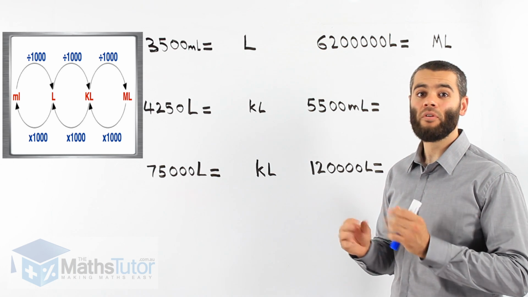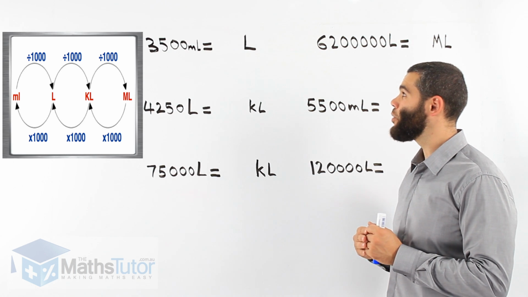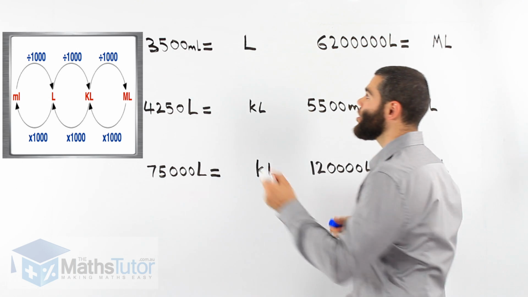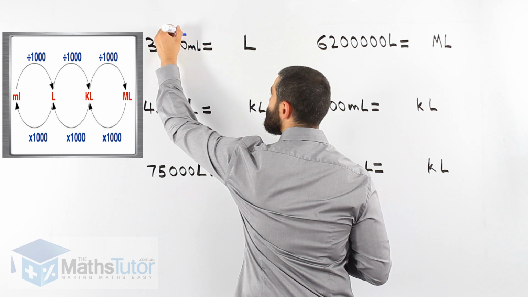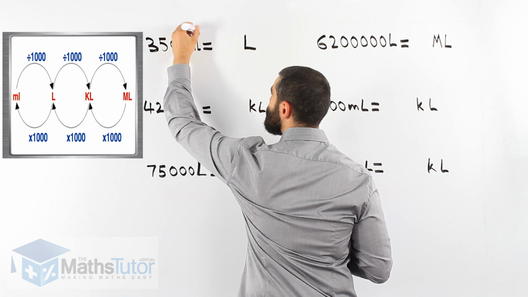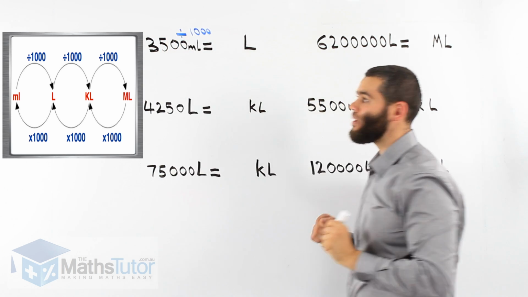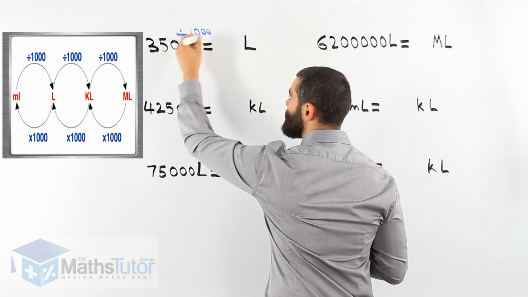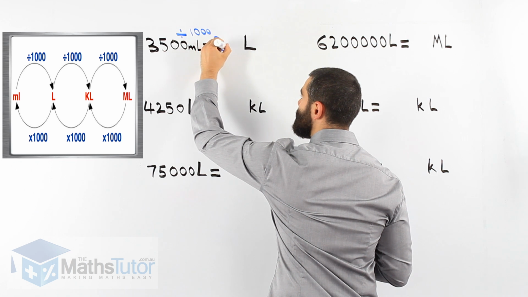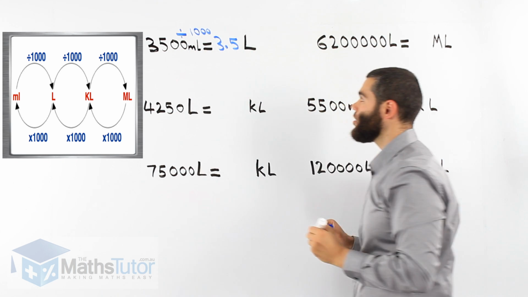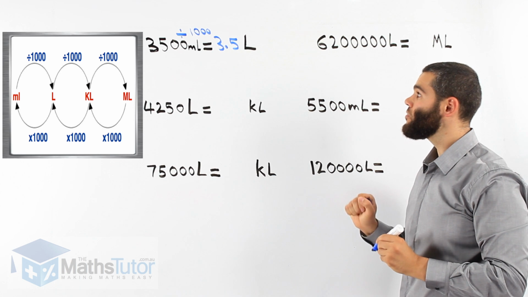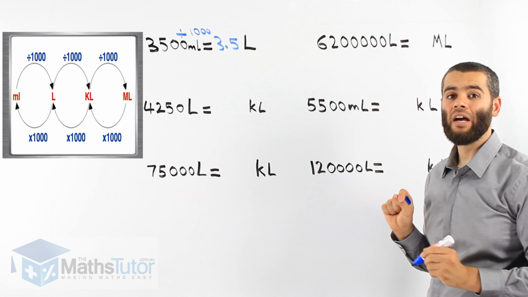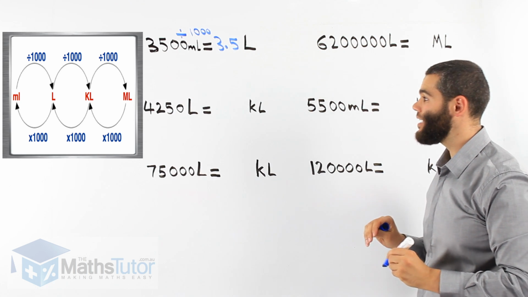3,500 millilitres, we want to convert it to litres. So from millilitres to litres, we divide by 1,000. We follow the process once again. Divide by 1,000, 3,500 divided by 1,000, 3.5 litres. Always handy, keep your calculator with you. Do it with me and you'll notice it's simple. 3,500 divided by 1,000, 3.5 litres.